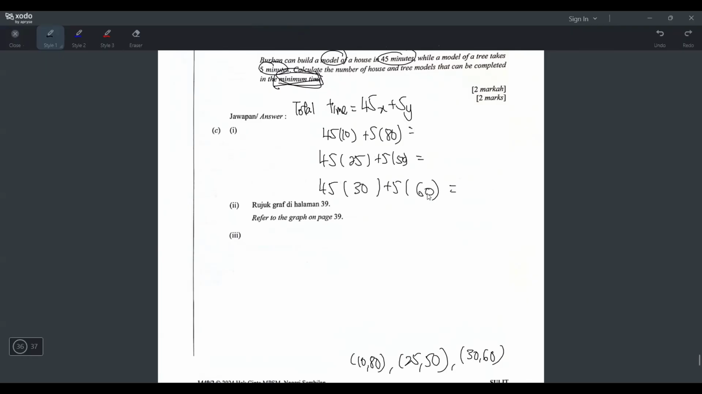Okay, now let's press 45 times 10 plus 5 times 80. Okay, this one is 850 minutes. The next one is 45 times 25 plus 5 times 50, 1375 minutes. And then the last one is 45 times 30 plus 5 times 60. Okay, my calculator gives me 1650 minutes. So I think I already know which one gives me the minimum time. So the minimum time is this one, right?